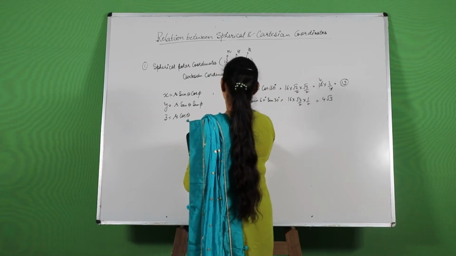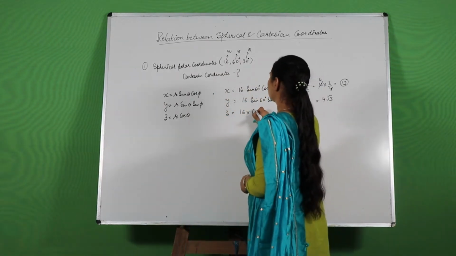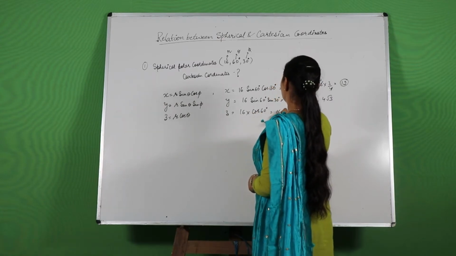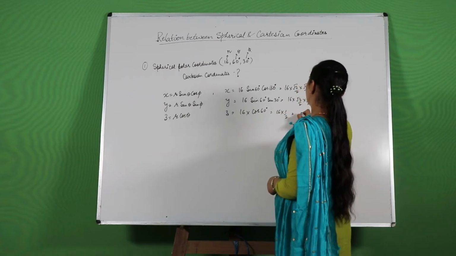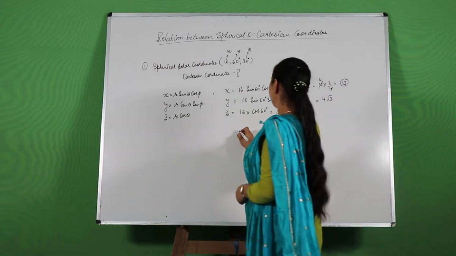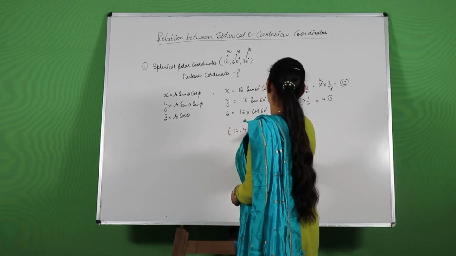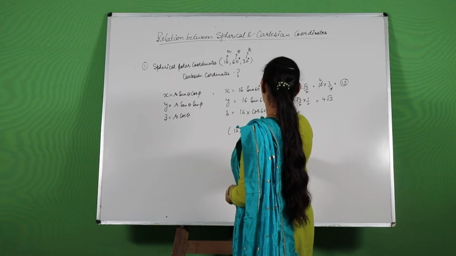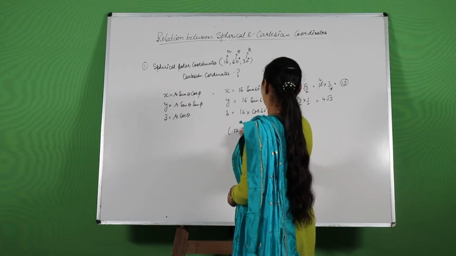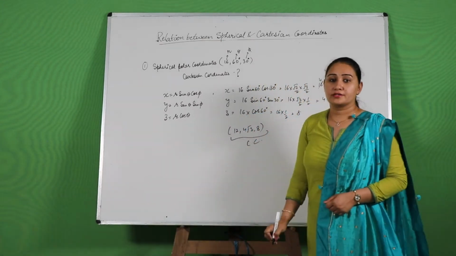And z is 16 into cos theta, theta is your 60 degree, so 16 into 1 by 2. So I am having x, y, z as 12, 4 under root 3 and 8. So these are my Cartesian coordinates.